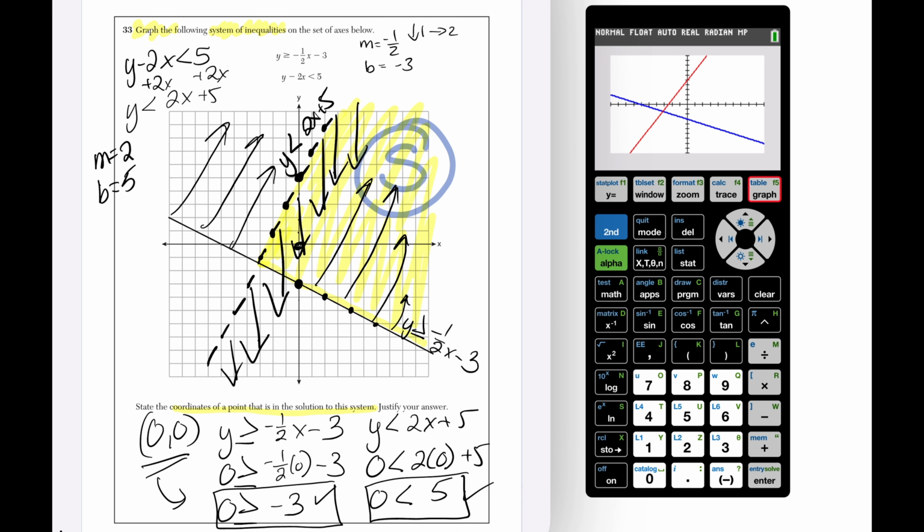Okay, so lots of different things here. We had to be able to graph. We need to be able to identify where the solution set was. We had to pick a point and then use algebra to prove whether or not that point satisfies the inequality and would be a solution. Okay, hit pause and jot this down into your notes.